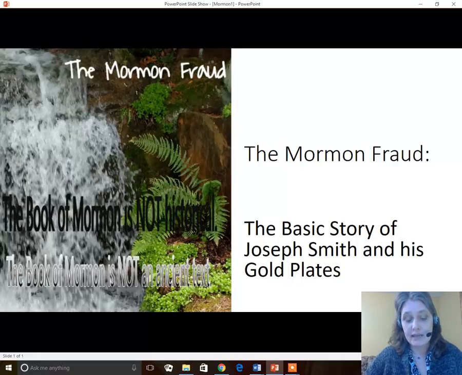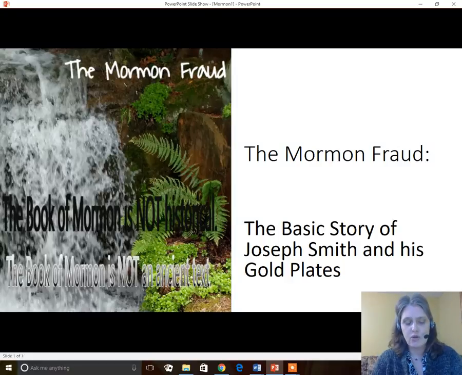He translated and then lost, or so they said, 116 pages. Moroni rebuked him, and Smith did not resume his translation until 1829, and the original 116 pages were never retranslated. He completed his dictation of his translation in just 3 months and returned the gold plates to the angel.